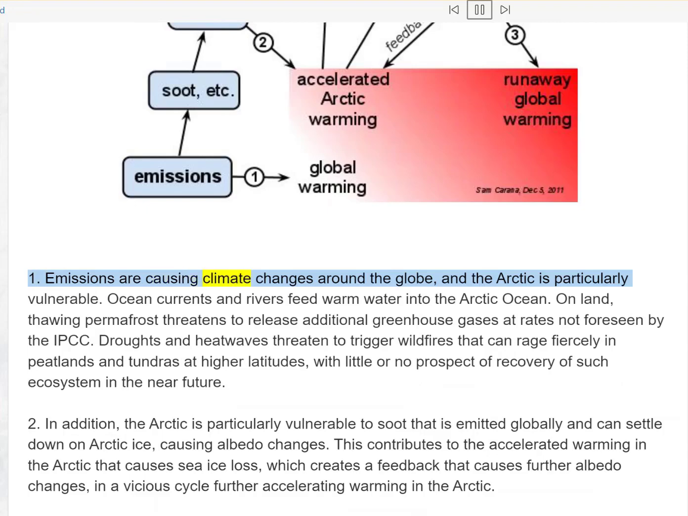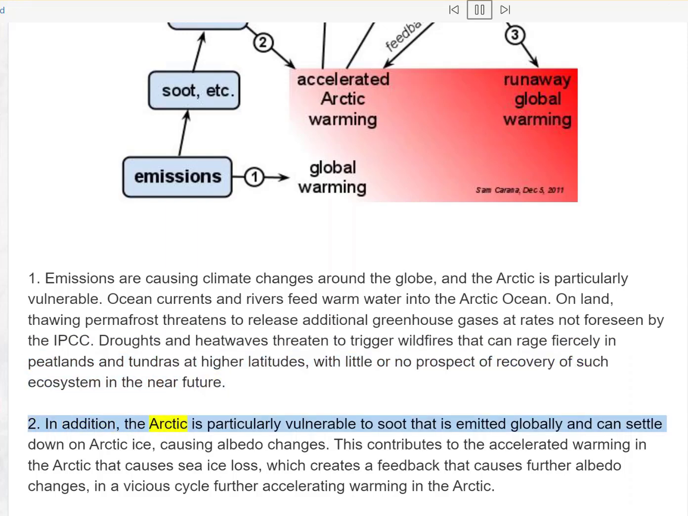1. Emissions are causing climate changes around the globe, and the Arctic is particularly vulnerable. Ocean currents and rivers feed warm water into the Arctic Ocean. On land, thawing permafrost threatens to release additional greenhouse gases at rates not foreseen by the IPCC. Droughts and heat waves threaten to trigger wildfires that can rage fiercely in peatlands and tundras at higher latitudes, with little or no prospect of recovery of such ecosystems in the near future.